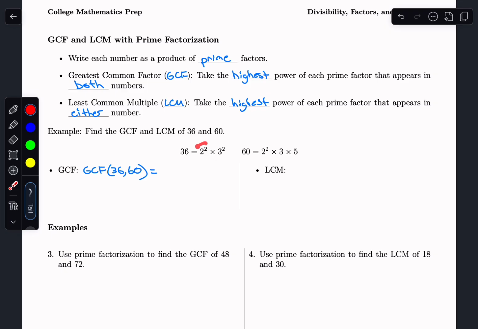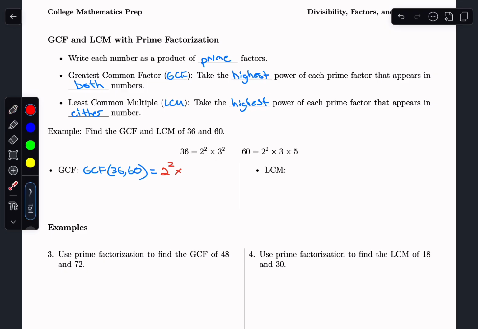So for 36, let's look at the 2's. It has 2 to the power 2, meaning 2 2's. 60 also has 2 to the power 2. So because they both have the same power for 2's, I'm going to take 2 2's with me to the GCF. So I'm going to take 2 to the power 2 down to my GCF.